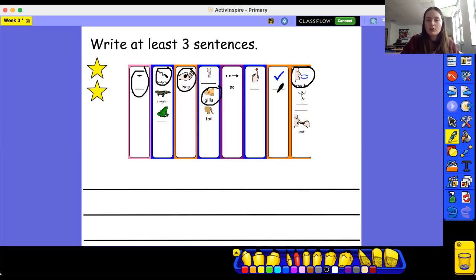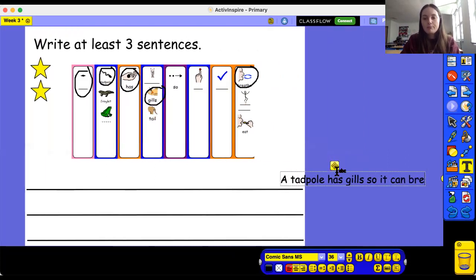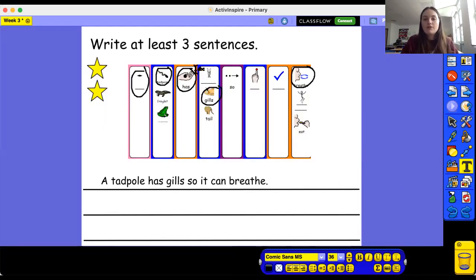Breathe, fantastic. So I've circled what I'm going to say, and then I'm going to write my sentence with my capital letters and full stops. A tadpole has gills so it can breathe. Full stop. And that is 1 sentence, so I need to write 2 more. If you're not sure what these words are, think about it first, okay? That's a, so I can write a there to remind me. That's legs, because I can see the picture of legs. So it can. And then I've written out my full sentence, and you're writing 3 if you're doing the 2-star challenge.